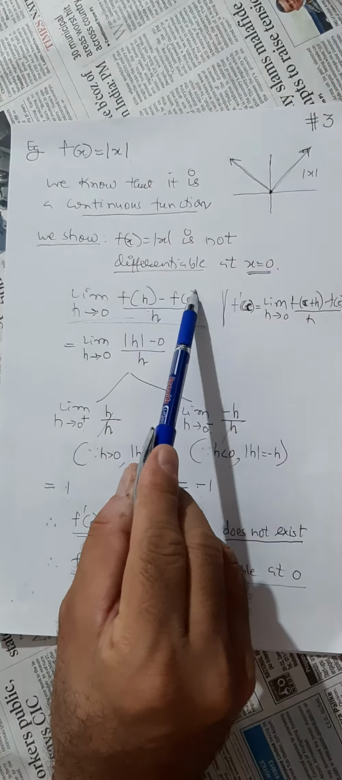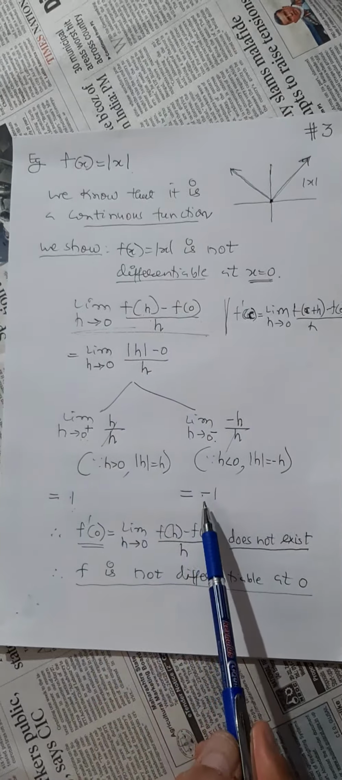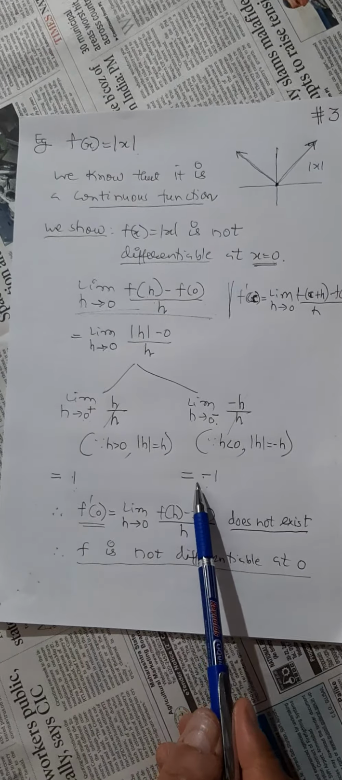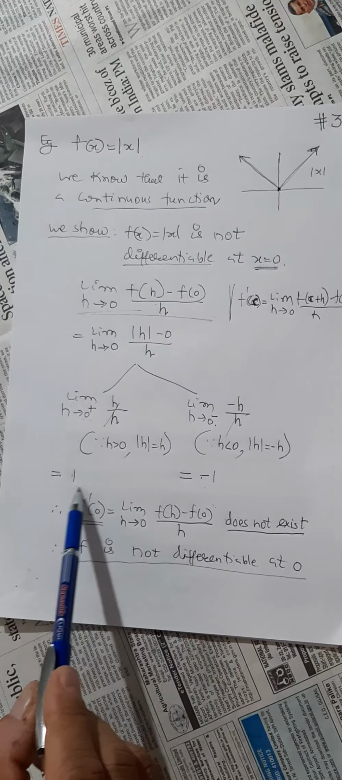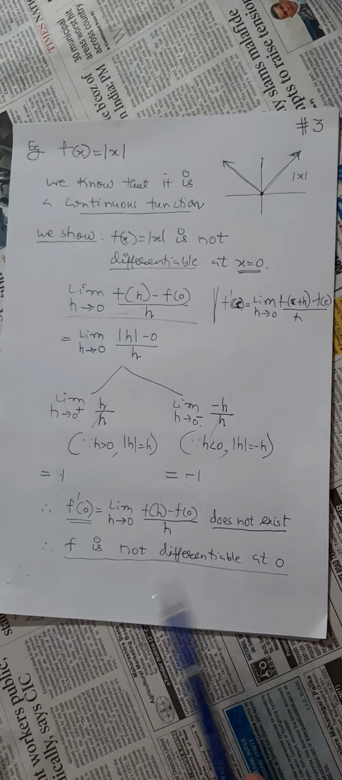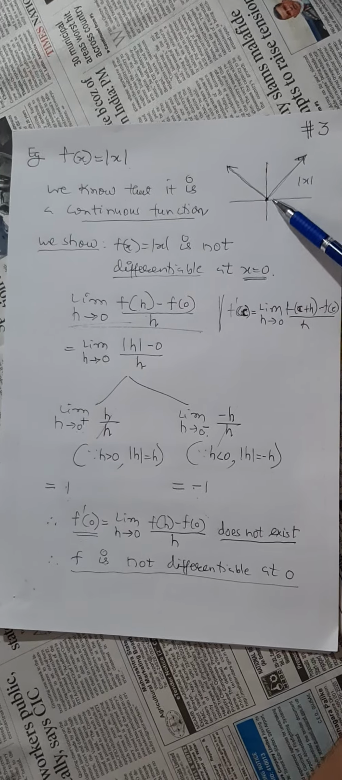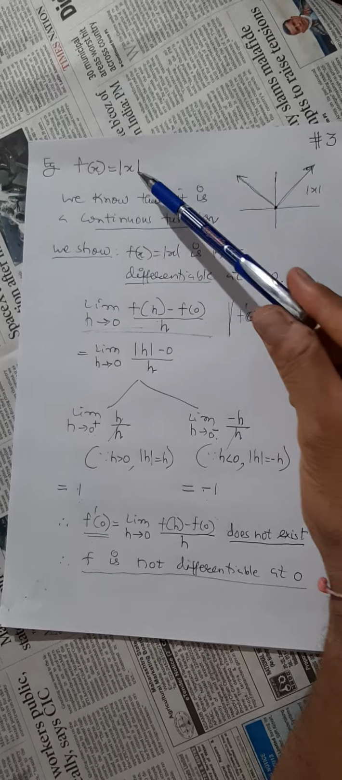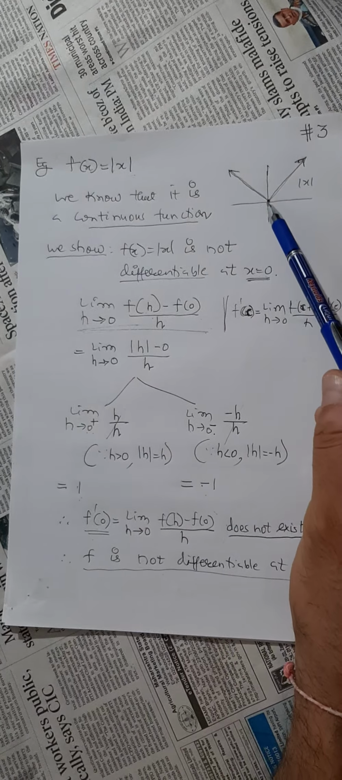You have done nothing, remember. You just obtained this limit, and at the end you have shown that the limit from left and the limit from right are different. Therefore this limit doesn't exist, therefore f dash 0 doesn't exist, and therefore the function is not differentiable at 0, even though it is continuous. So what this result says is that a continuous function need not be differentiable. The modulus function turned out to be not differentiable at this point.